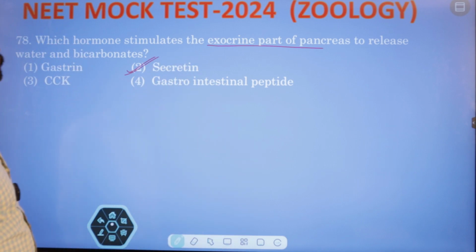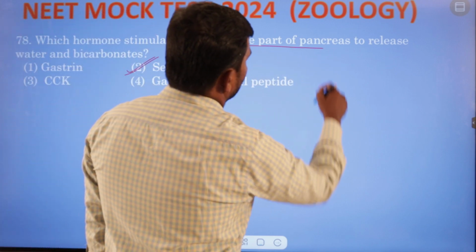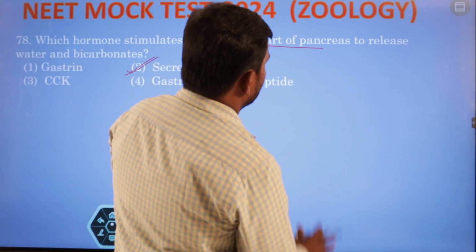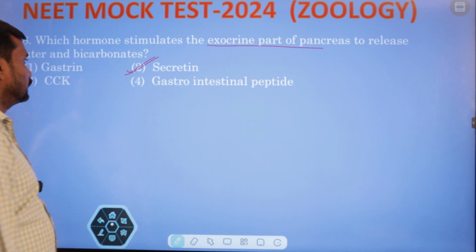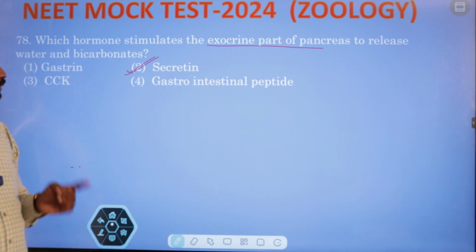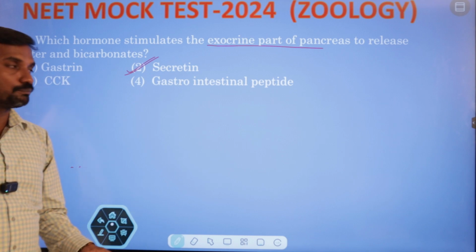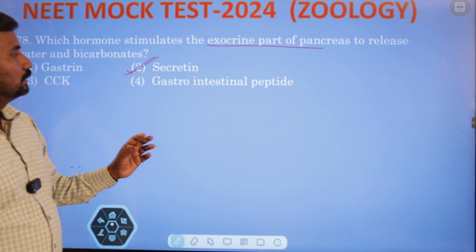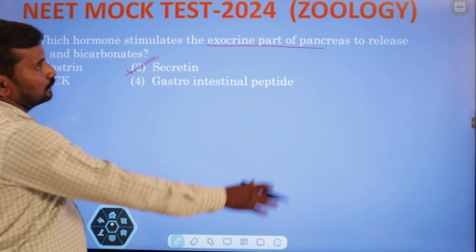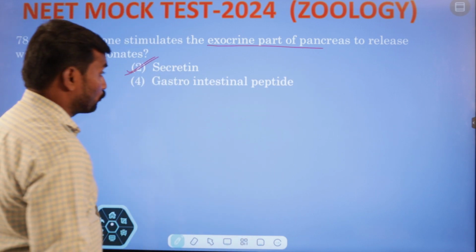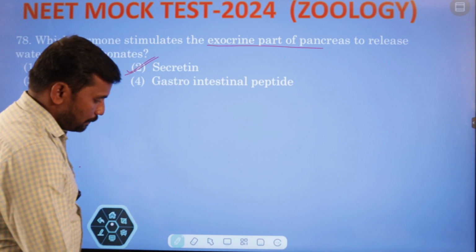Secretin is primarily responsible for stimulating the exocrine part of the pancreas, releasing water and bicarbonate ions. Gastrin is responsible for hydrochloric acid and mucus. CCK acts on the pancreas as well. So secretin makes the exocrine pancreas release water and bicarbonate ions to maintain osmolarity.